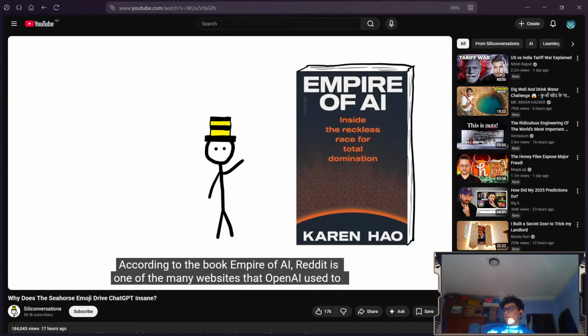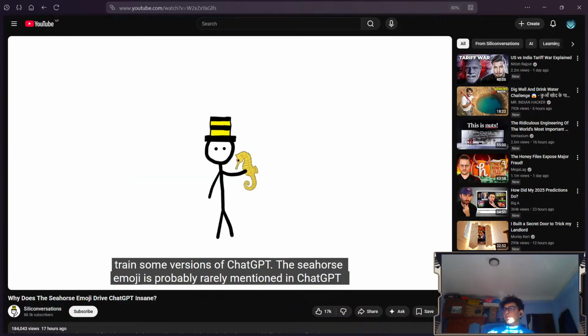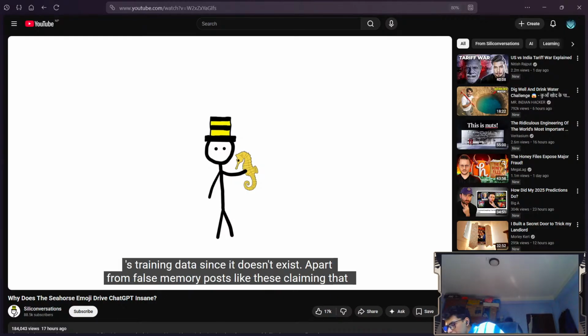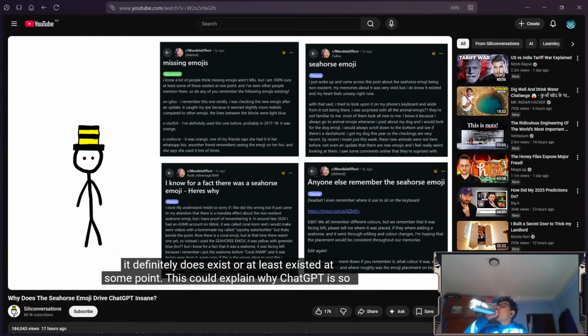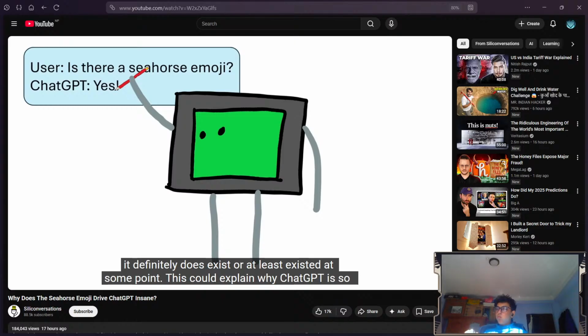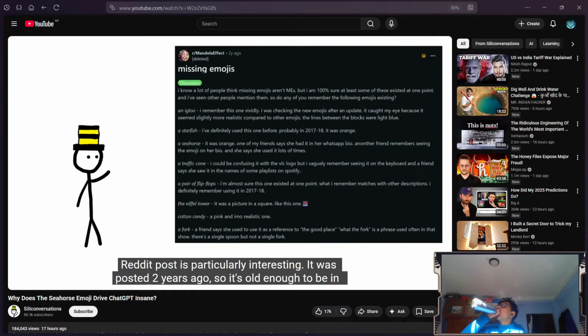According to the book Empire of AI, Reddit is one of the many websites that OpenAI used to train some versions of ChatGPT. The seahorse emoji is probably rarely mentioned in ChatGPT's training data, since it doesn't exist, apart from false memory posts like these claiming that it definitely does exist, or at least existed at some point. This could explain why ChatGPT is so strongly convinced that there must be a seahorse emoji, despite being unable to produce it. This Reddit post is particularly interesting.